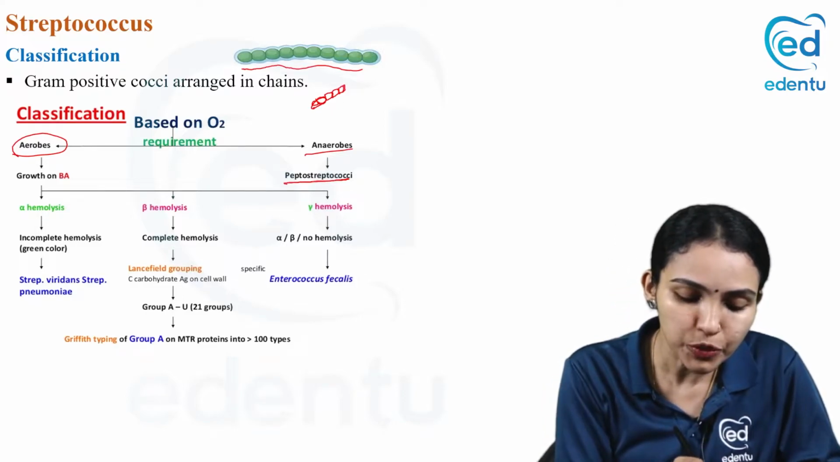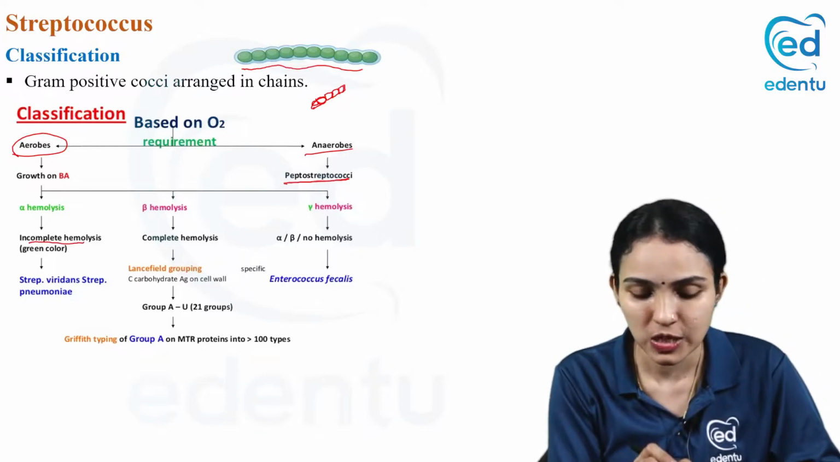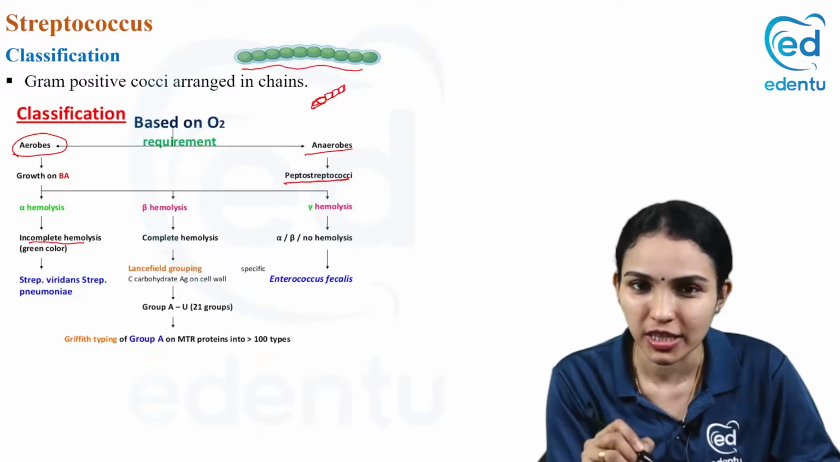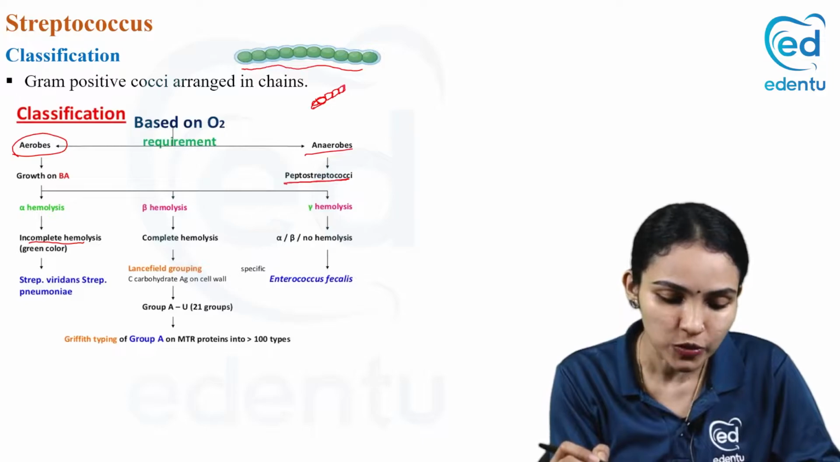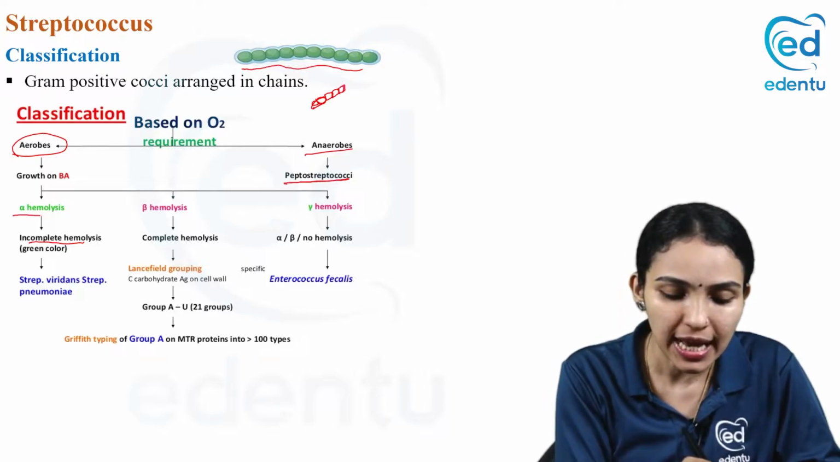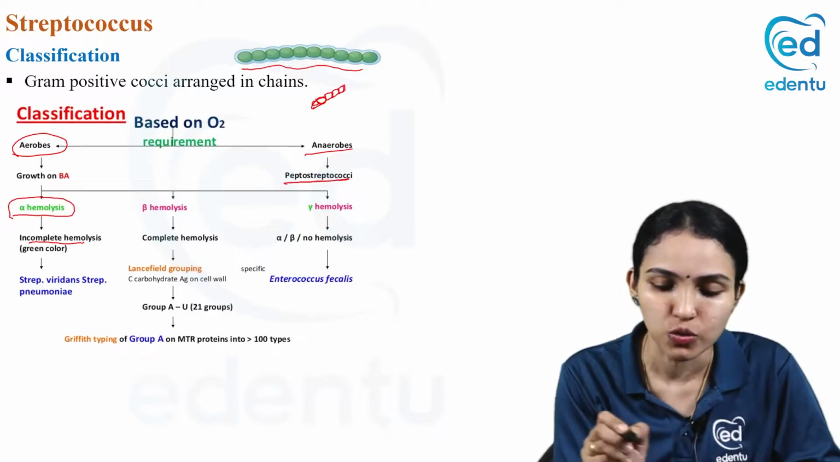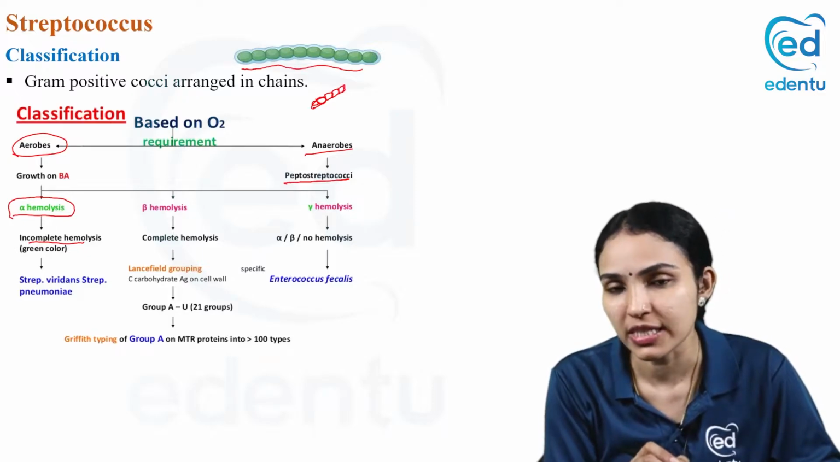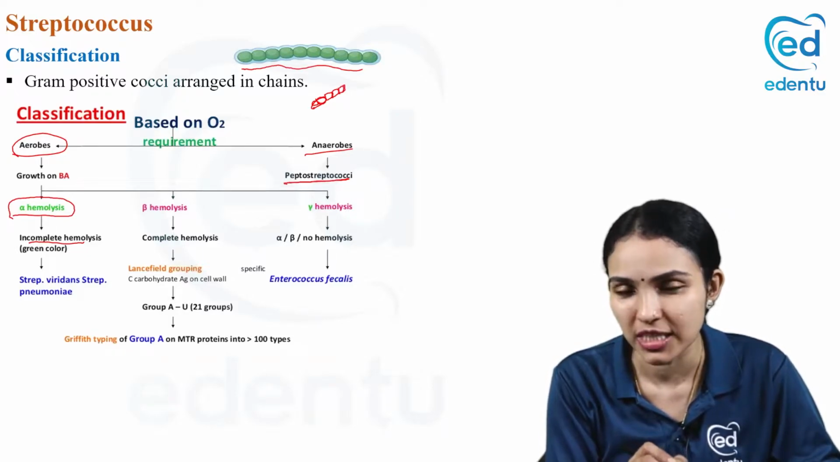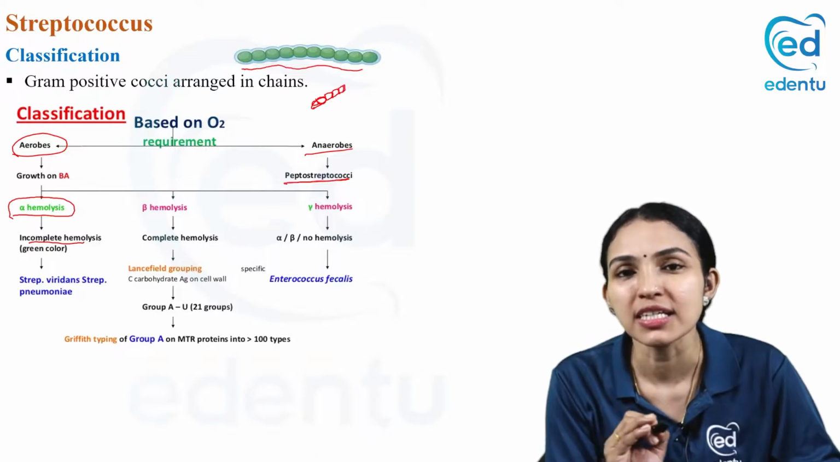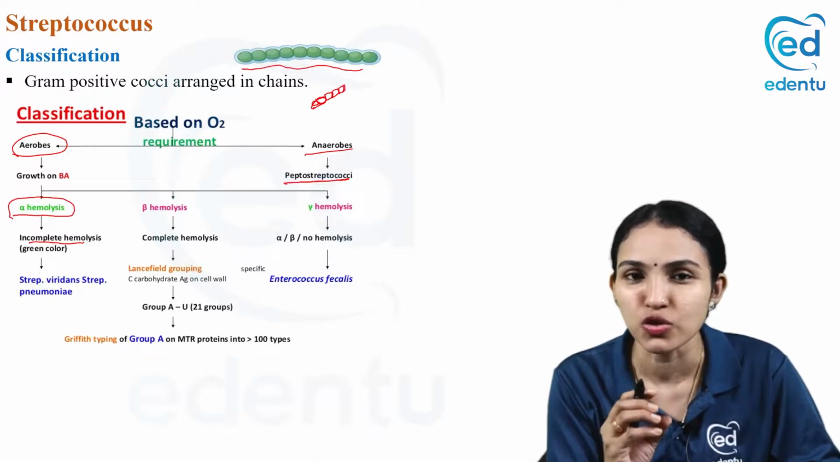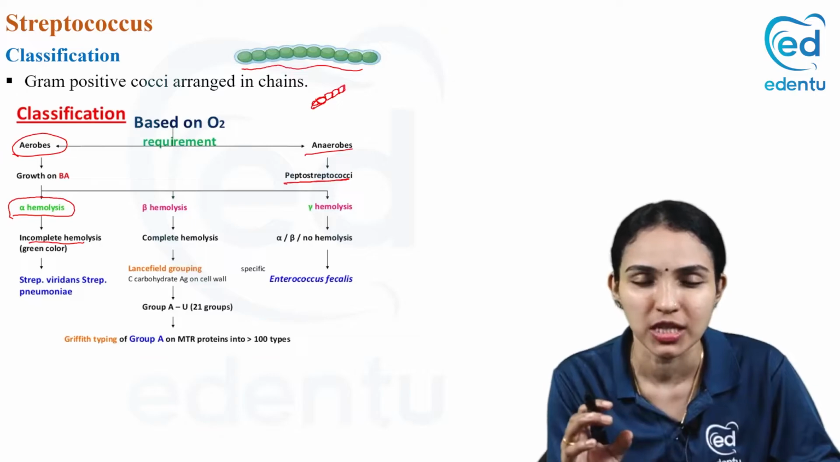If they are producing an incomplete hemolysis, it will produce a greenish color on blood agar. I'll show you in the next image. Those are called alpha hemolytic Streptococci. So please remember, alpha hemolytic Streptococci means incomplete hemolysis, and you will see a greenish discoloration because there is no complete lysis. It will be just a partial lysis.